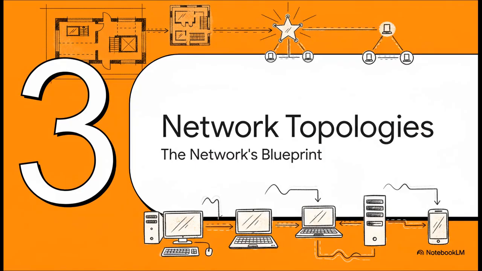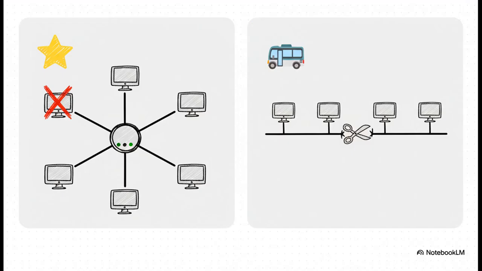So we get that networks connect devices, but how are they actually arranged? This part I find is super interesting. Just like a house needs a blueprint, a network needs a physical layout. In the networking world, we call this a topology. Let's look at a couple of the classic designs. This really lays out the trade-offs, doesn't it?